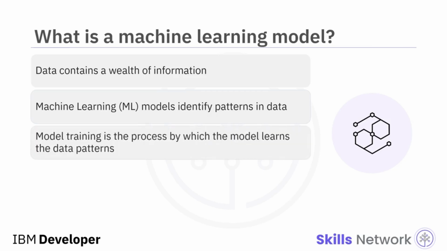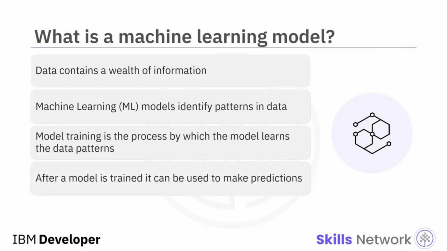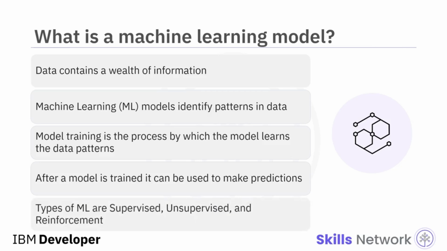The process by which the model learns these patterns from data is called model training. So once a model is trained, it can then be used to make predictions. When the model is presented with new data, it tries to make predictions or decisions based on the patterns it has learned from past data. Machine learning models can be divided into 3 basic classes: supervised learning, unsupervised learning, and reinforcement learning.